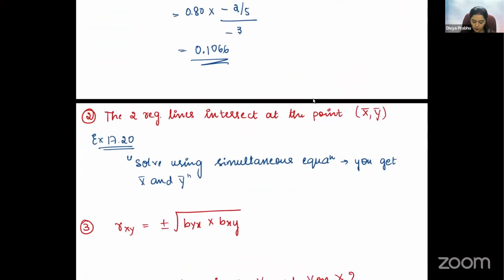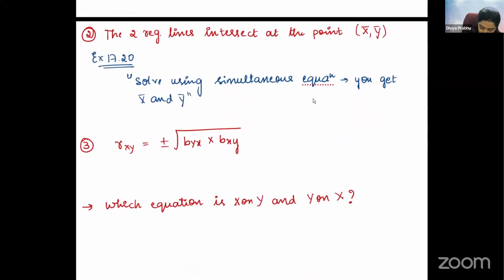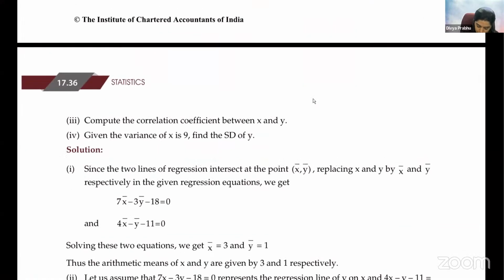So let's proceed now. The second property says that the two regression lines intersect at the point x bar and y bar, which means that let's say two regression lines' equations are given in the question. If we have to calculate what is x bar and y bar, all we have to do is go for the simultaneous equation method. Example number 17.20, you can see here.